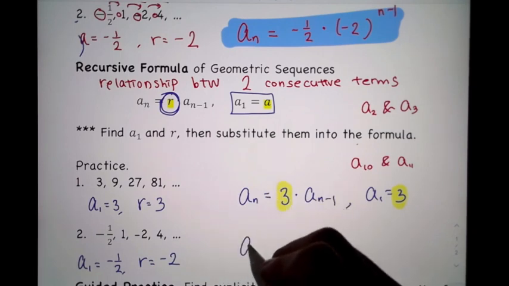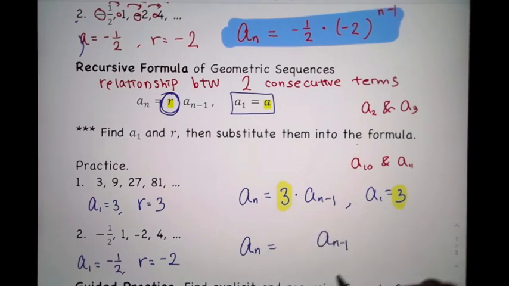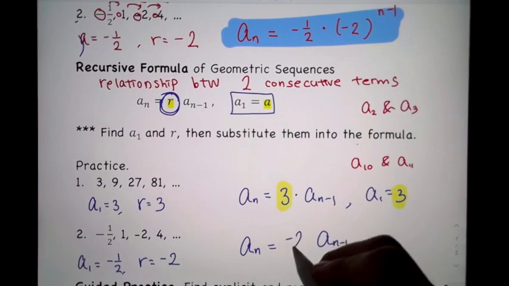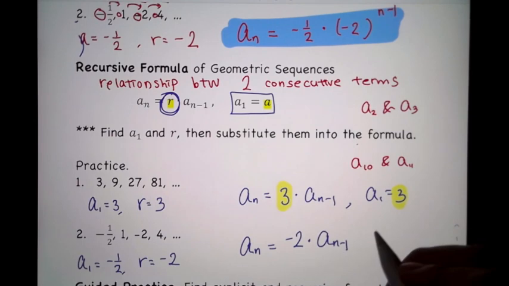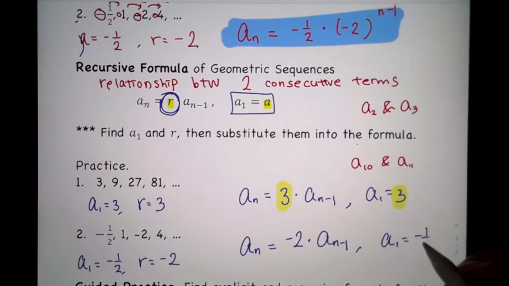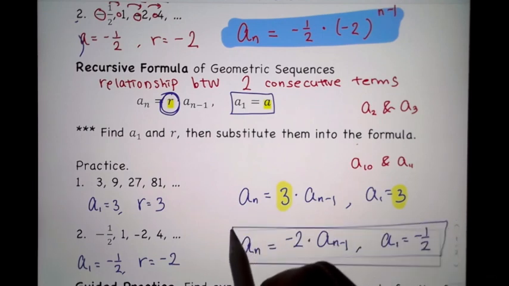So a_n equals what? You multiply it by, what is your r? Negative 2. So you just multiply negative 2 by a_(n-1), then you get a_n. And what's my first initial term? a1 is negative half. Done. That's it. So that's my answer. Okay.